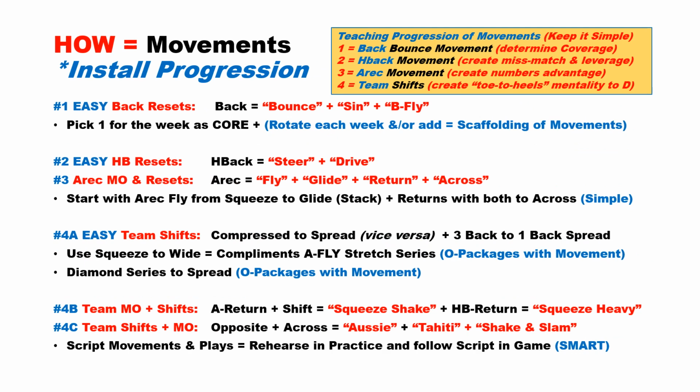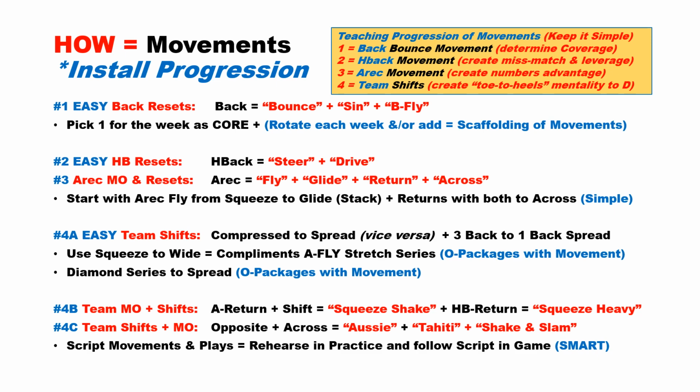Last, then, how we do this, we use a systematic installation progression. So first, which is really easy, is just use your back resets. This is where the back would start in the backfield, bounce out to an empty look, and back. It shows the coverage of the defense, man or zone. Again, compartmentalize things by picking one for the week as your core, and then as the season goes, you can add to that, or scaffolding of the movements.